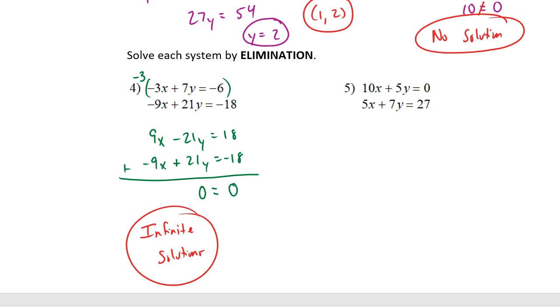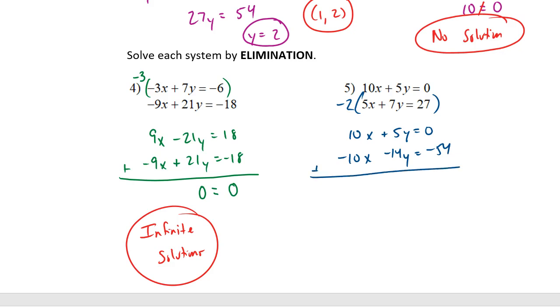So the next one, again, we're using elimination here. And I notice if I were to add these together, I'd get 15x and 12y. That does not eliminate a variable. So I'm going to eliminate the x's this time, again, by multiplying by negative 2. The first equation is going to stay the same. I'd have 10x plus 5y equals 0. The second equation, when we multiply by negative 2, we'd get negative 10x minus 14y equals negative 54.